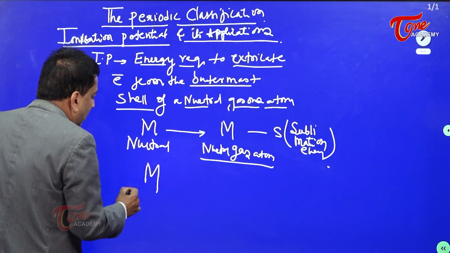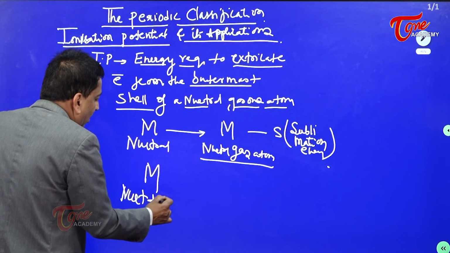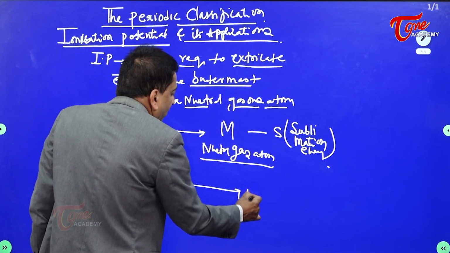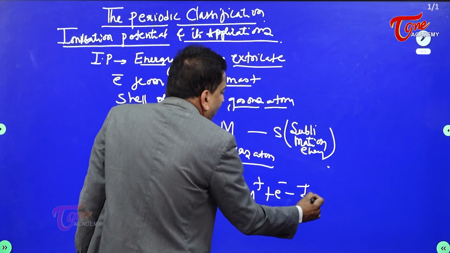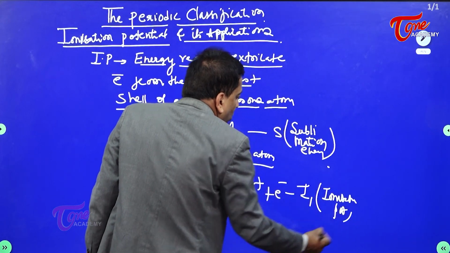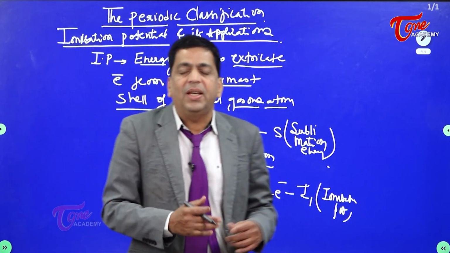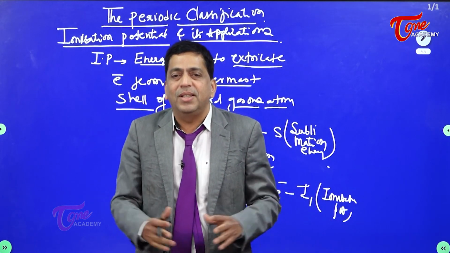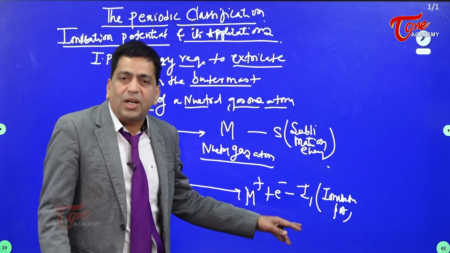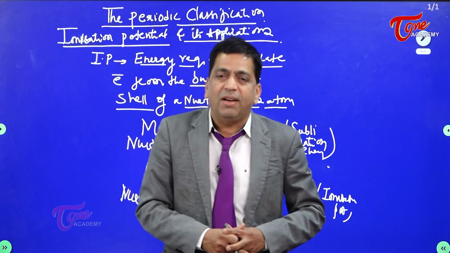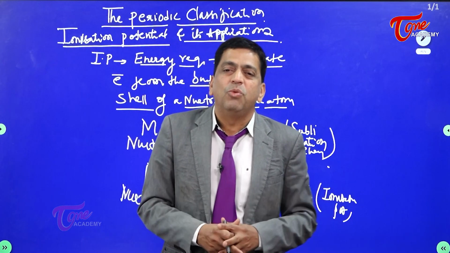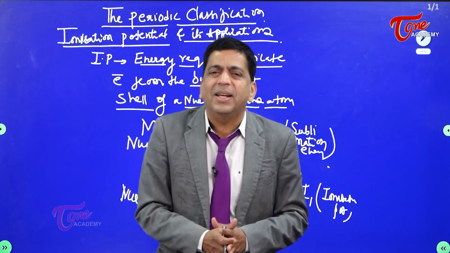This neutral gaseous atom is now ready for removal of the electron, M plus energy giving M+ plus an electron, and this is I1. This is called the first ionization potential, where you are removing the electron from the clutch of the nucleus. So I1 is the energy which you have given to remove the electron from the clutch of the nucleus. That's called ionization potential. That is the definition. Normally what students do is they just think the electron is removed from the outermost shell, removed from the atom. No, it's not like that.